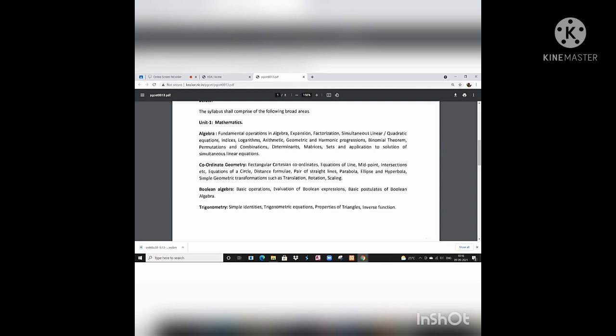Then coming to the second subtopic under mathematics, it is coordinate geometry. Under this: rectangular Cartesian coordinates, and then equations of line, midpoint, intersections, equations of circle, distance formula. This distance formula, equations of circle, do learn the formulas, very, very important. Pair of straight lines, parabola, ellipse, hyperbola, then simple geometric transformations such as translation, rotation and scaling.